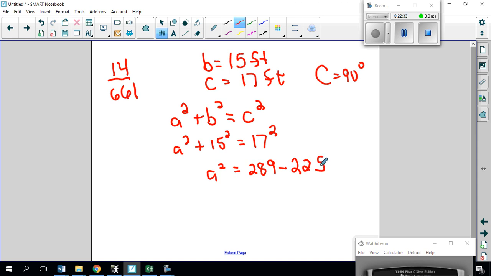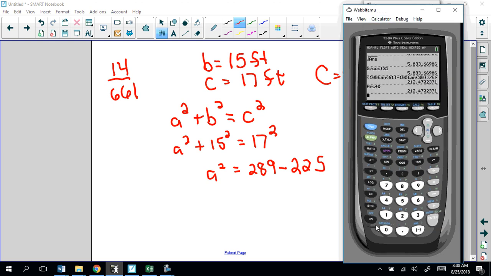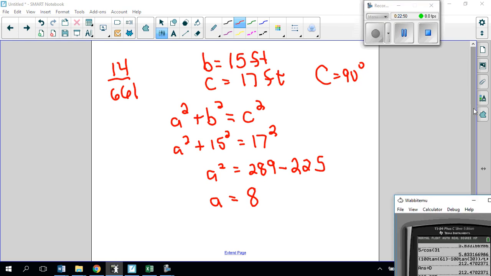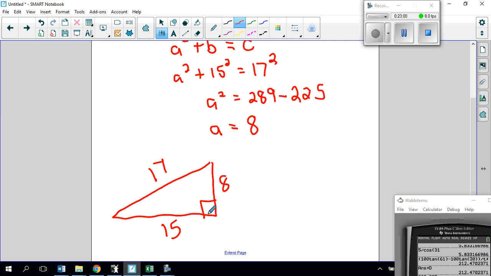Sorry, using my other calculator, 289 minus 225 is 64. A equals 8, technically plus or minus 8. I don't know if you realize this, but in real life, there is an 8, 15, 17 special right triangle. Everybody knows the 3, 4, 5, and you double it, the 6, 8, 10, but hey, there's an 8, 15, 17 out there.